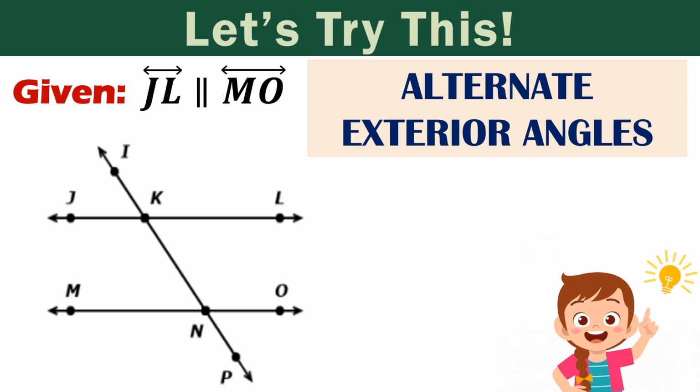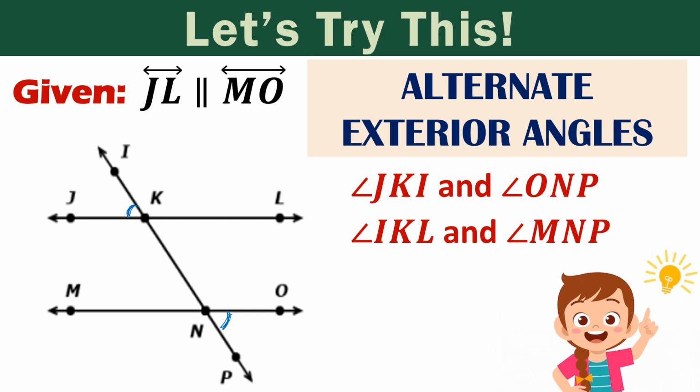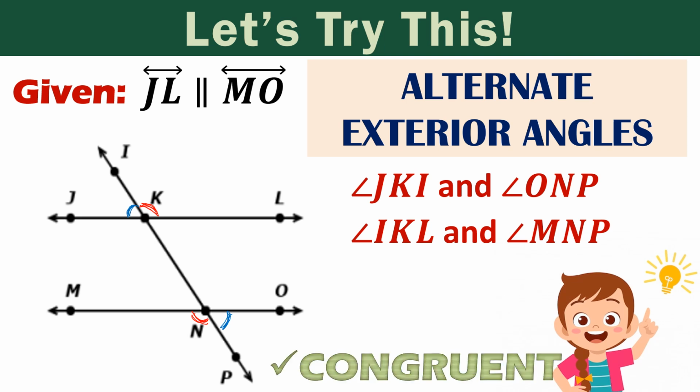Next, let's talk about alternate exterior angles. Look for an example of alternate exterior angles in here. So we have angle JKI, so this one, and ONP, so this one. They are alternate exterior angles. And one more example, we do have IKL, so this one, and this one. So take note, in naming an angle, do not forget the angle symbol, and in this case, we're going to be using 3 letters to name an angle. Okay, and again, take note, alternate exterior angles are also congruent.